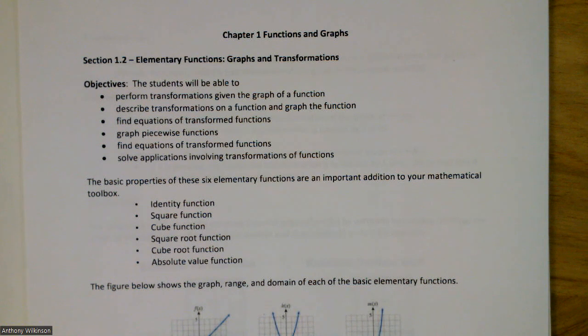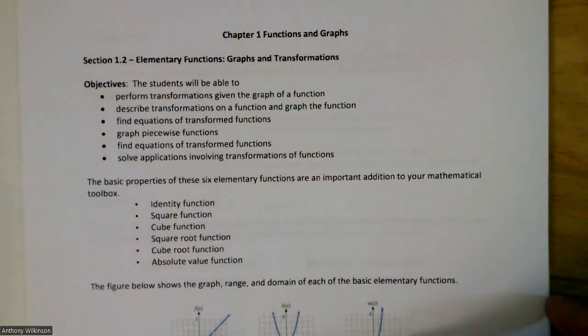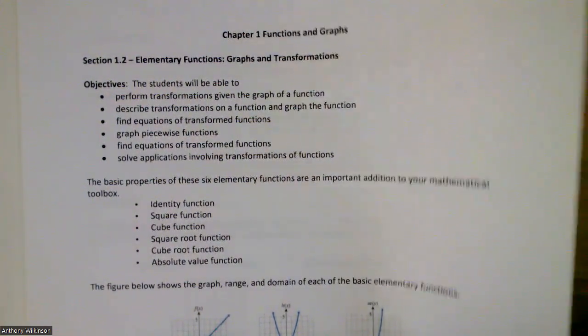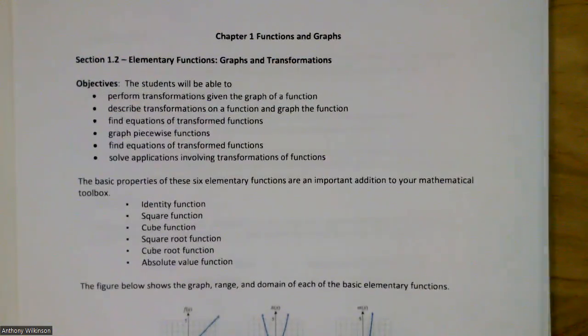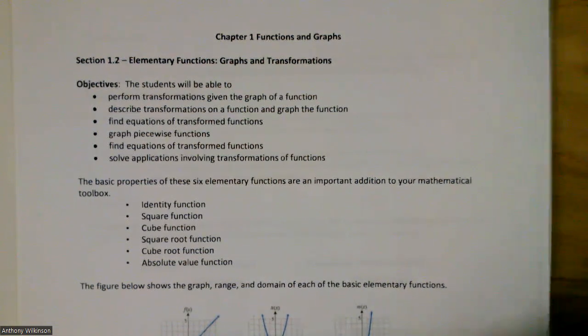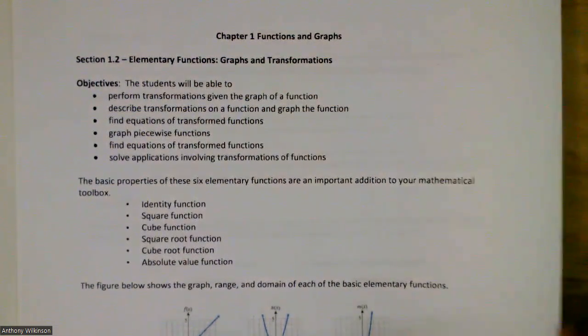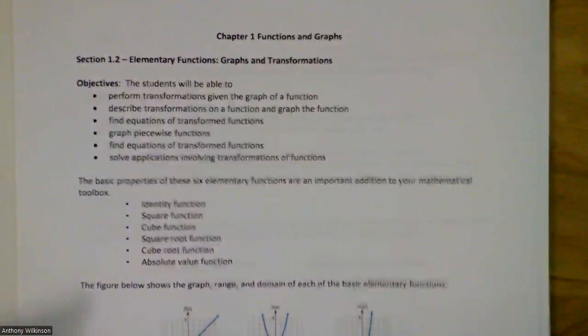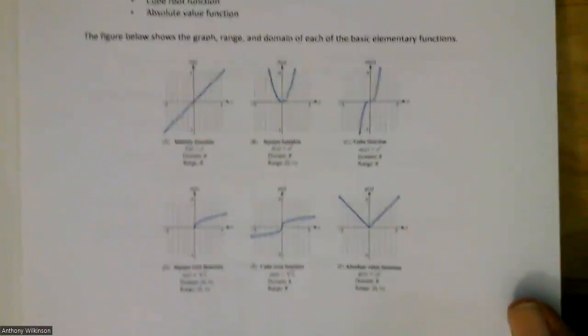All right, we're going to begin with some of the basic properties of the 6 elementary functions, and they're going to be very important as we go through this course or in this lesson. The 6 that we'll deal with are the identity function, the square function, the cube function, square root function, cube root function, and absolute value function. And here are illustrations of those 6 basic elementary functions.